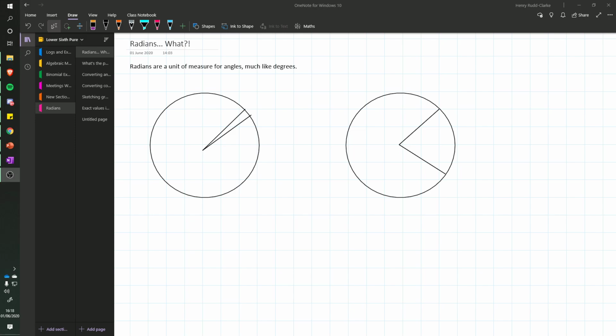So, Radians are a unit of measure for angles. There you go. That's the whole chapter done. That's all you need to know. But of course it's not. Radians are a unit of measurement for angles. So up until now, you'll have measured all of your angles in degrees.